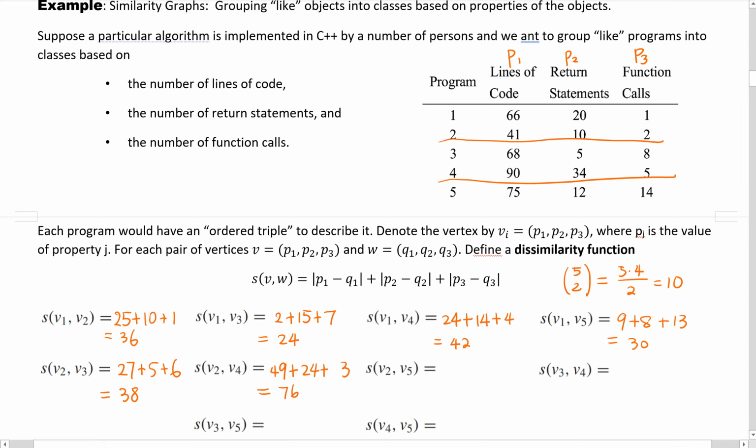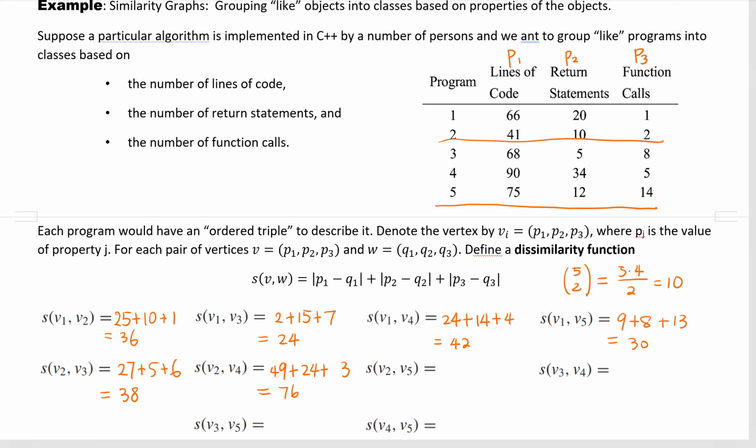Okay, 2 and 5. Sometimes when we work with a lot of numbers, it's good to check our work. Go back and check our work, because when we make mistakes and check our work, we find our mistakes, and then we can learn from them.